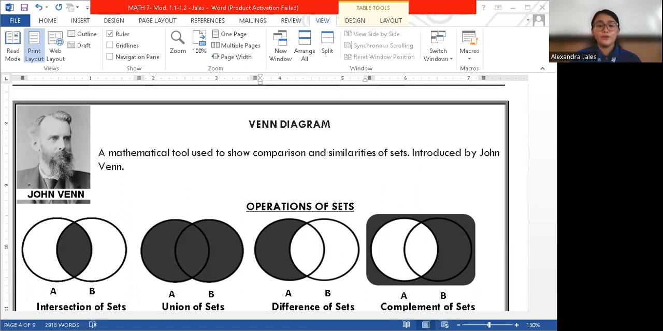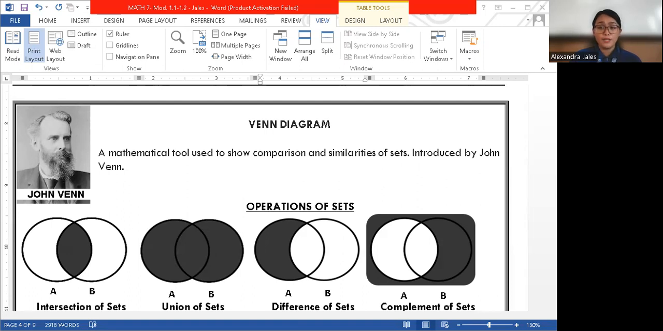So again, we will discuss Venn diagrams for today. And today is our last meeting for this week. Still, I cannot meet you. So I want you to listen and focus in our class today. So we are going to discuss Venn diagrams.